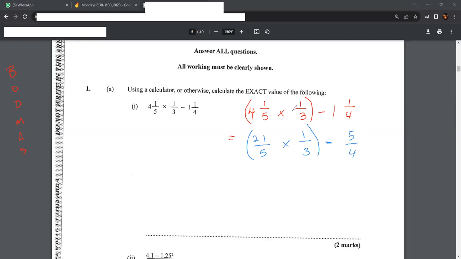Notice how I didn't leave anything out from the previous step, right? I brought down everything. I made sure I brought down everything. The reason why is so that as you work through, you don't forget anything.